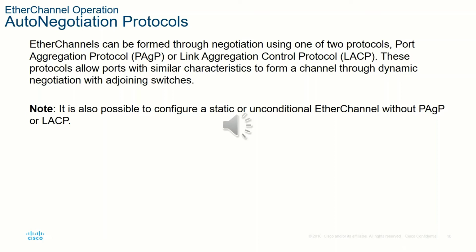These two protocols are used to negotiate the switches to form an EtherChannel. If you want to create the EtherChannel between two switches, we have to use any one of these protocols, either PAgP or LACP. These two protocols allow the ports with similar characteristics to form a channel through dynamic negotiation with the neighboring switches or adjoining switches. And importantly, it is also possible to configure a static or unconditional EtherChannel without these two protocols, PAgP or LACP.